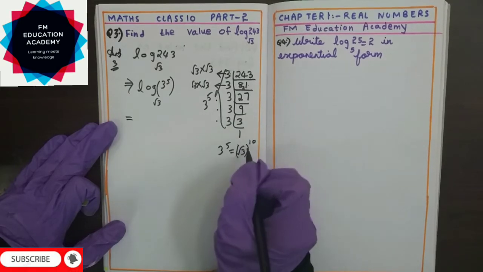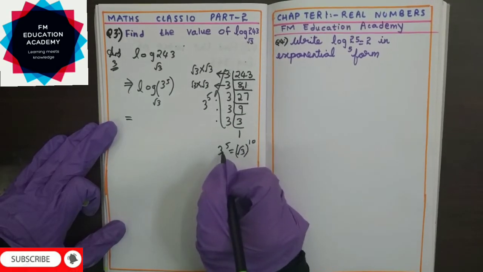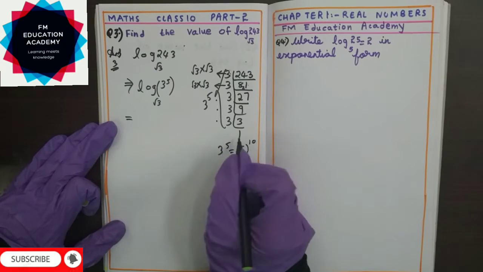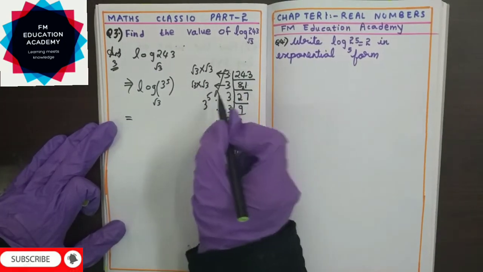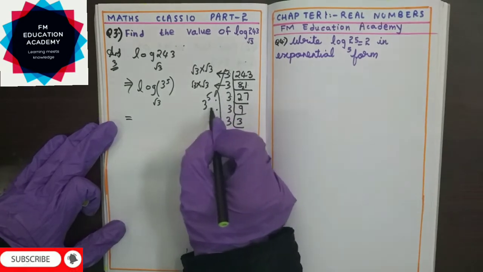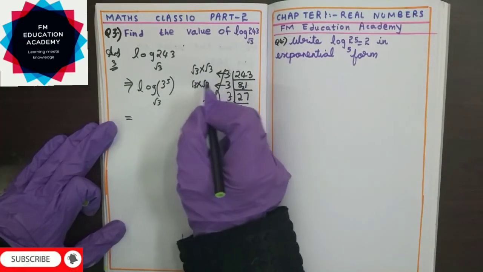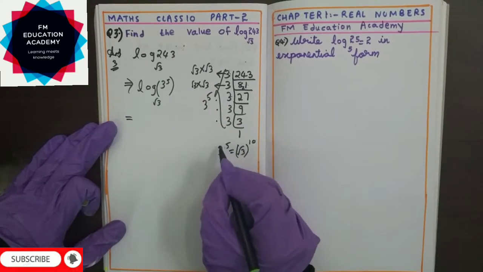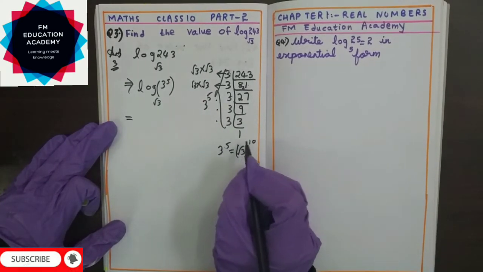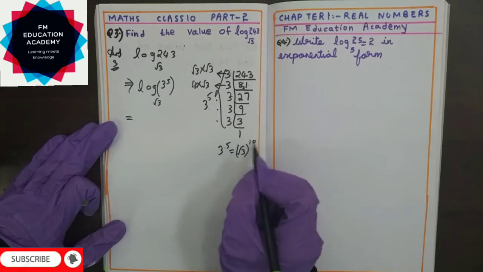I hope you have understood why. Because 3 is root 3 into root 3. So as we are having 5, we should double it. 5 2s are 10. So 10 times you are having root 3 is nothing but 243. See, if you write here as root 3 into root 3, root 3 into root 3, root 3 into root 3. So 1, 2, 3, 4, 5, 6, 7, 8, 9, 10. So we'll get 10 times. That is, just double it. 3 is equal to root 3 into root 3. So just double it. You will get root 3 power 10.